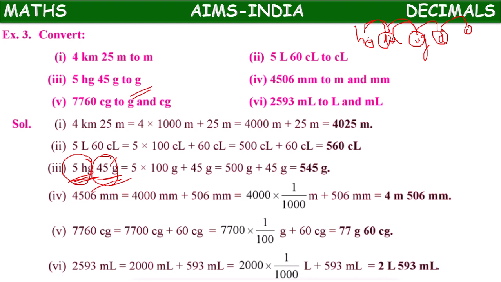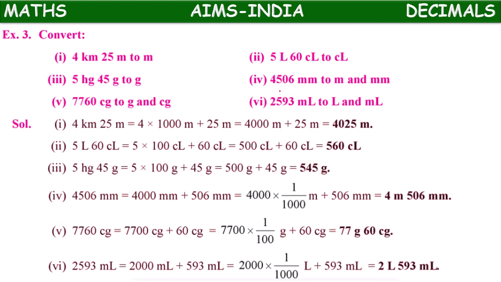Decagram to gram, two steps. So hectagram can be written into gram if you multiply the number by 100. 5 into 100 gram plus 45 gram, 545 grams.